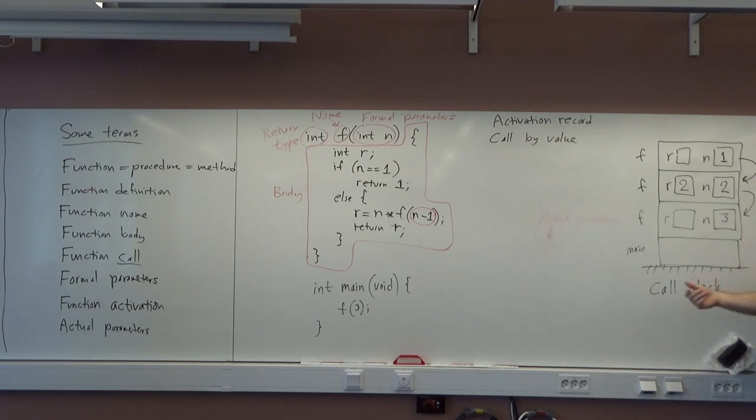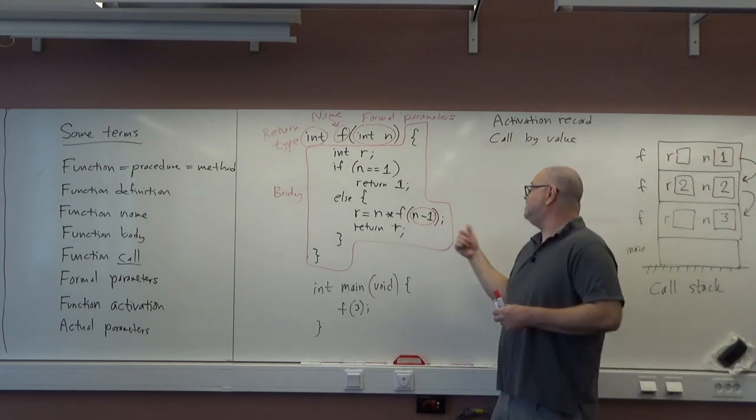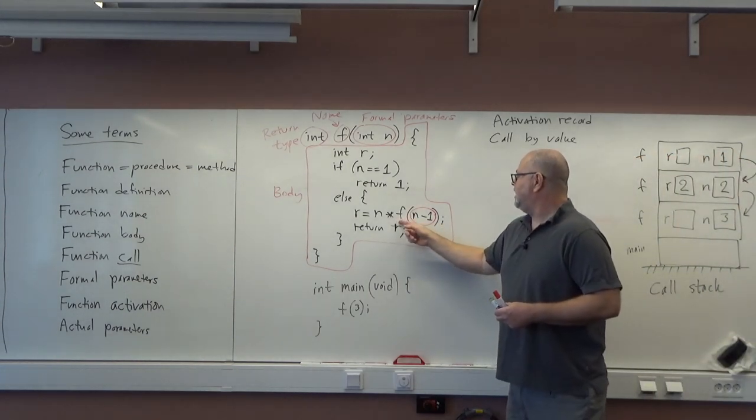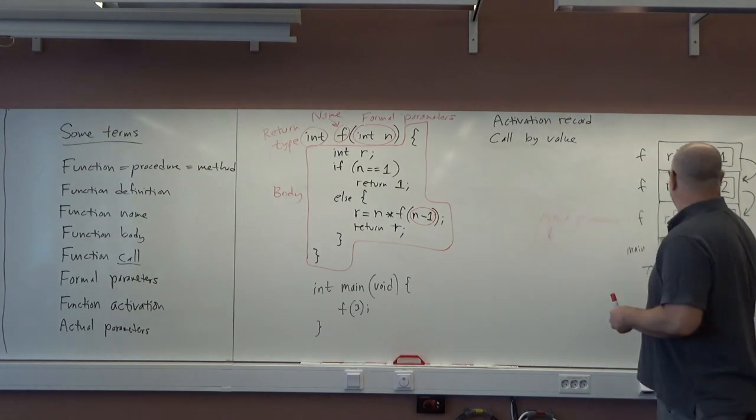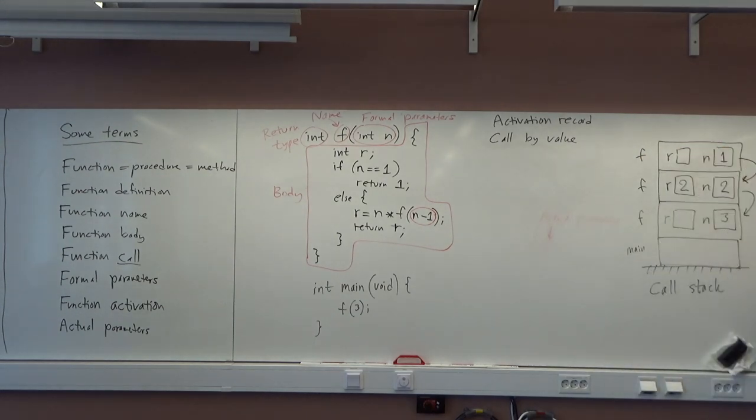To the same place in this activation, and I get this 2 multiplied by n, which was 3, which turns out to be 6, and then I return 6 to main.